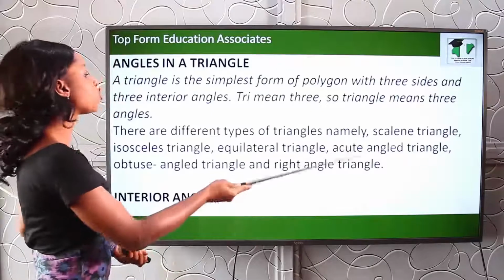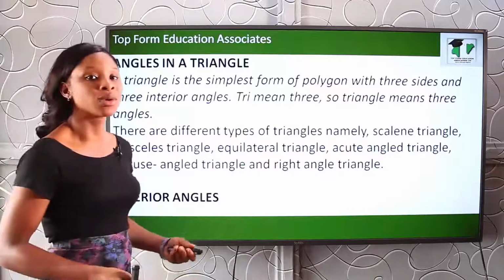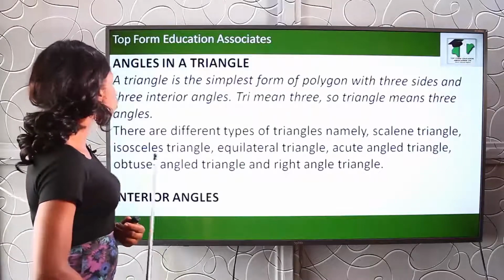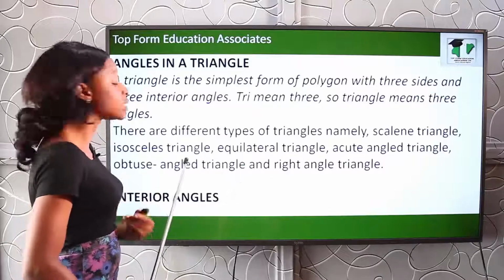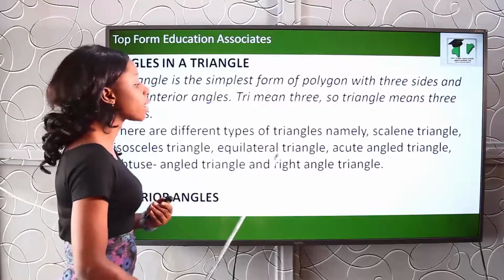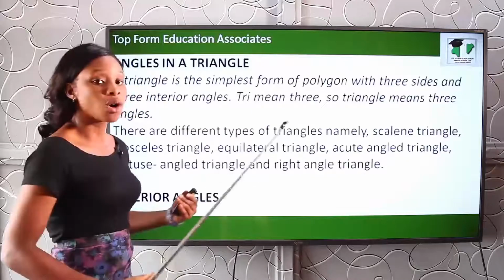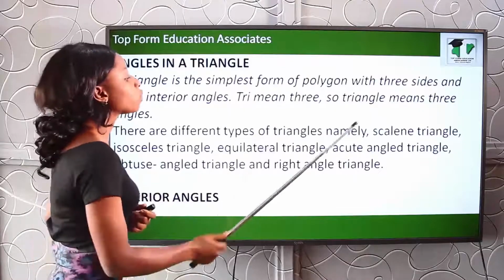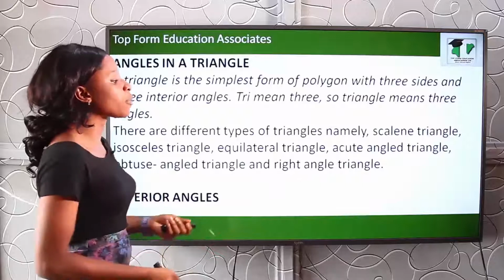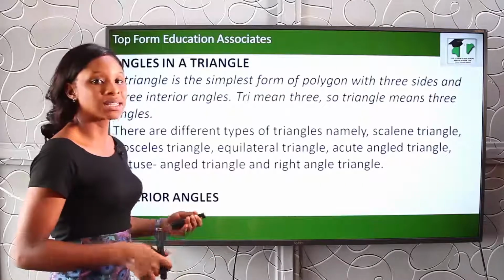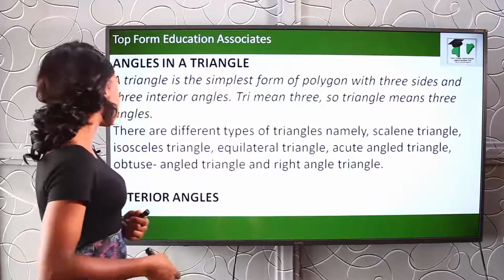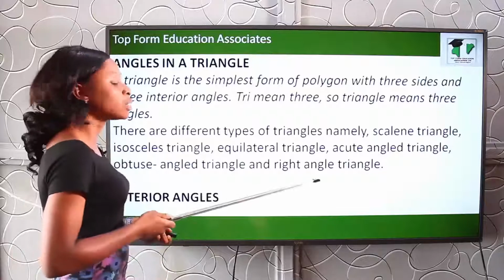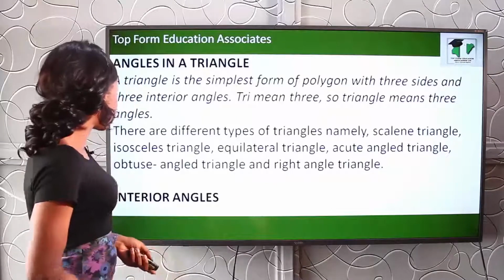Now, there are different types of triangles. We have the scalene triangle. A scalene triangle is a type of triangle that has no equal sides and no equal angles. Now, an isosceles triangle is a type of triangle that has just 2 sides equal. While an equilateral triangle, from the name, you can see that it has all its 3 sides equal and the angles formed are also equal. Now, an acute angle triangle, this type of triangle has each of its angles less than 90 degrees. We have the obtuse angle triangle and the right angle triangle. Of course, the type of triangle that has a 90 degree angle.